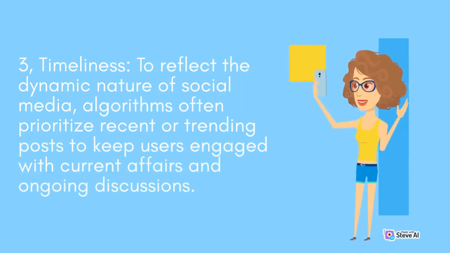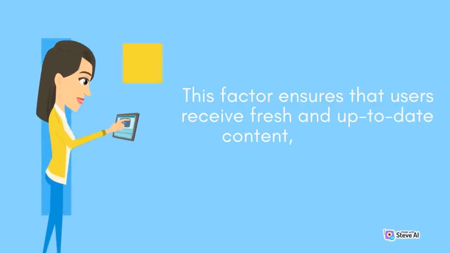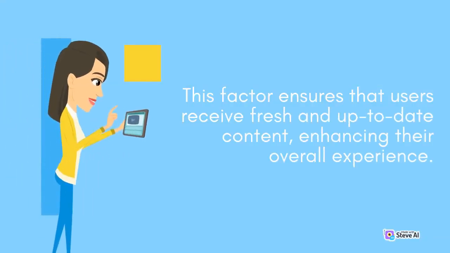3. Timeliness. To reflect the dynamic nature of social media, algorithms often prioritize recent or trending posts to keep users engaged with current affairs and ongoing discussions. This factor ensures that users receive fresh and up-to-date content, enhancing their overall experience.